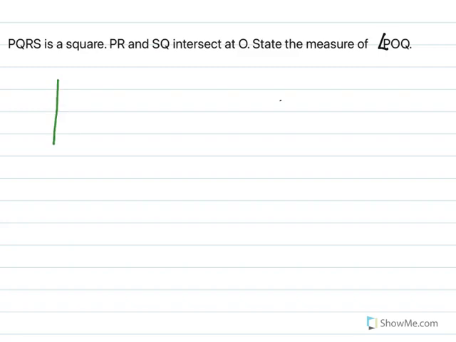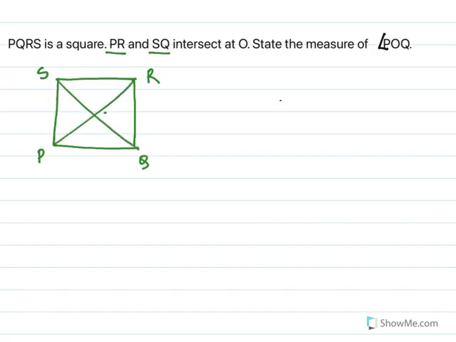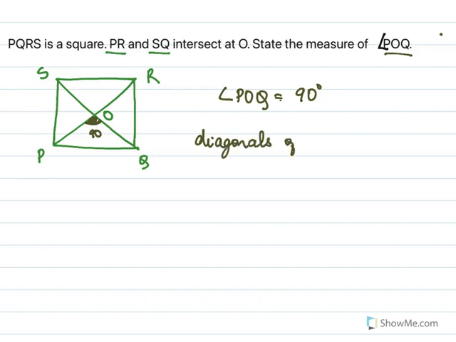PQRS is a square. So we have PQRS. PR and SQ intersect at O. So PR, SQ, they intersect at O. Next they say state the measure of POQ. So POQ is this angle. Now POQ will be 90. That's a property of the square. So angle POQ equal to 90 degrees because the diagonals of a square bisect at 90.